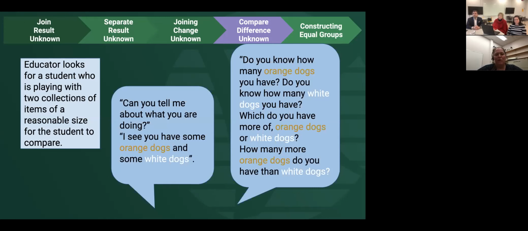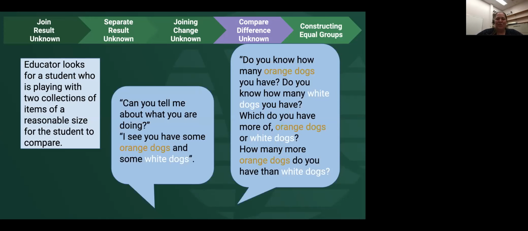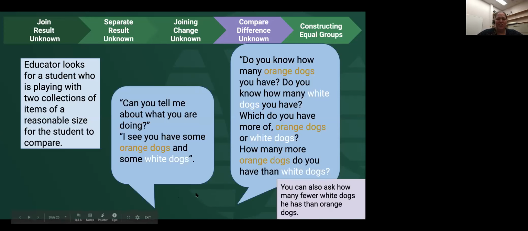So the whole first part is a bit of a setup for that last question. How many more orange dogs do you have than white dogs? That's the question that we're shooting for. I chose to put the specific example in these little text boxes, whereas before I just had a generic one, because it gets a lot more complicated with these double sets. So I thought it would be easier to have a specific example to work from here. So we're going to see Jen and her student.